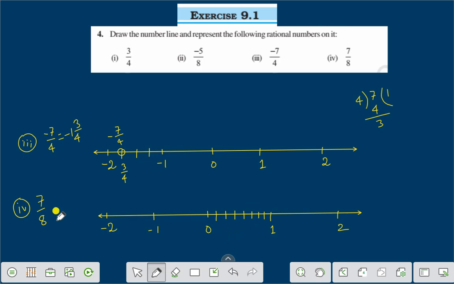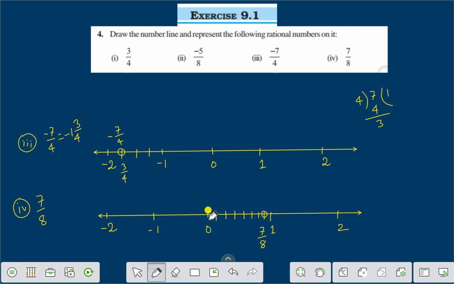Right? Now this is 7 by 8. This is 1 by 8, 2 by 8, 3 by 8, 4 by 8, 5 by 8, 6 by 8, 7 by 8. This point is 7 by 8. Right? This is positive sign.